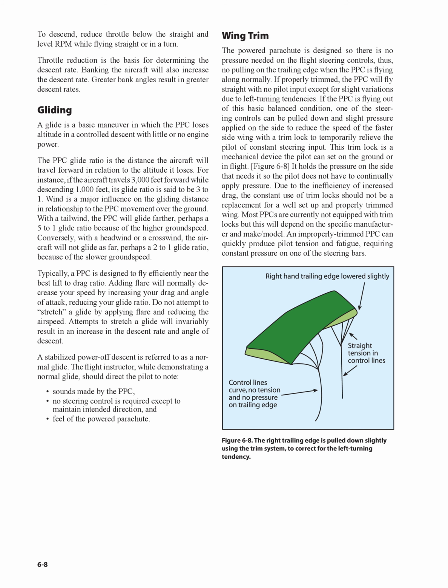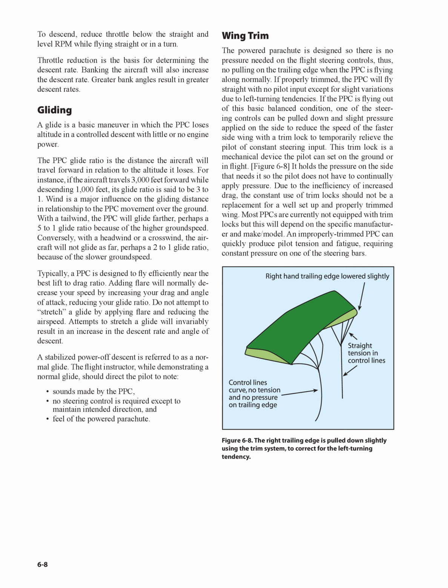Typically, a PPC is designed to fly efficiently near the best lift-to-drag ratio. Adding flare will normally decrease your speed by increasing your drag and angle of attack, reducing your glide ratio. Do not attempt to stretch a glide by applying flare and reducing the airspeed. Attempts to stretch a glide will invariably result in an increase in the descent rate and angle of descent. A stabilized power-off descent is referred to as a normal glide. The flight instructor, while demonstrating a normal glide, should direct the pilot to note sounds made by the PPC. No steering control is required except to maintain intended direction and feel of the powered parachute.